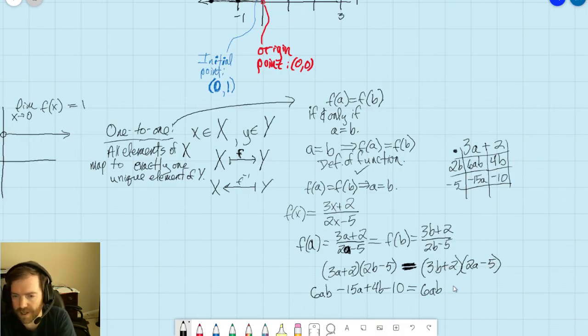3b times negative 5 is going to be a negative 15b. 2 times 2a is going to be a plus 4a. And then 2 times negative 5 is a negative 10.